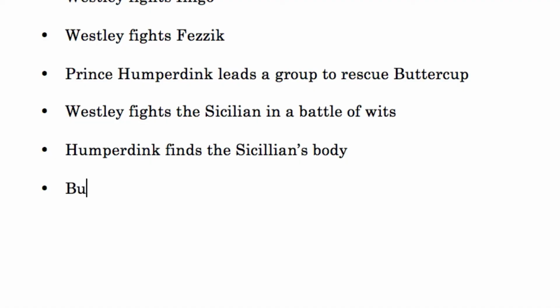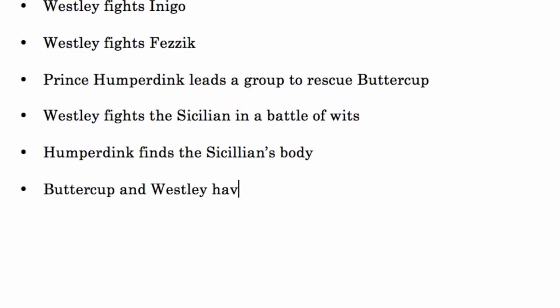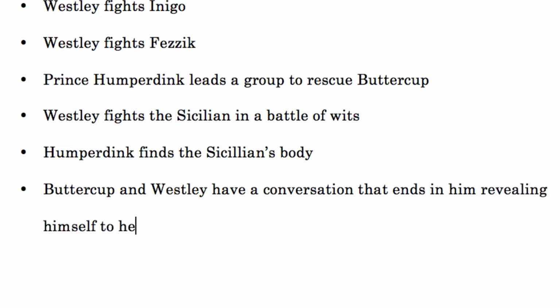Now, it's important when you're writing your outline to include dialogue scenes, but it doesn't work to just say that there is a dialogue scene. Can you imagine for The Princess Bride what this scene would look like? Buttercup and Wesley have a conversation. That doesn't actually encompass how that scene will affect the story or the characters. What you need to be writing in your outline is outcomes of dialogue scenes. Buttercup and Wesley have a conversation that ends in him revealing himself to her.